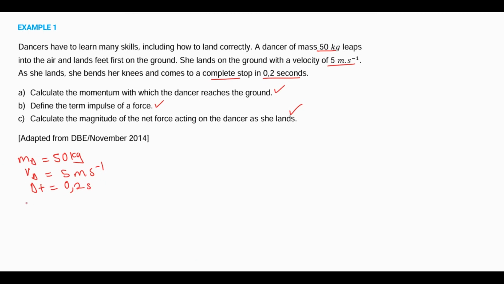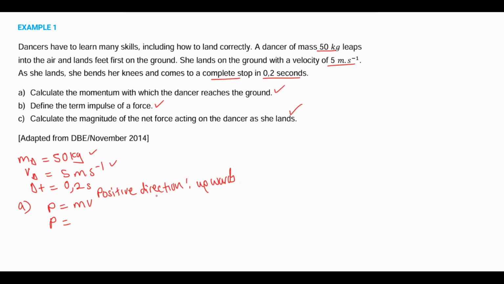Now, A, calculate the momentum with which the dancer reaches the ground. So calculating momentum, remember momentum is equal to mass times velocity. We have the mass, we have the velocity. So momentum is equal to 50 times 5. But we need to choose our direction. Let's not forget the direction. So positive direction, let's say upwards.